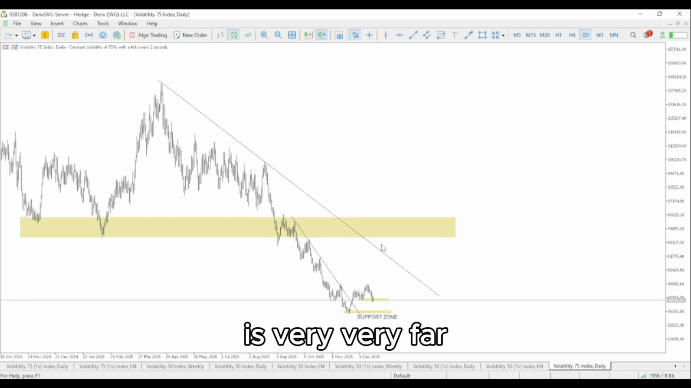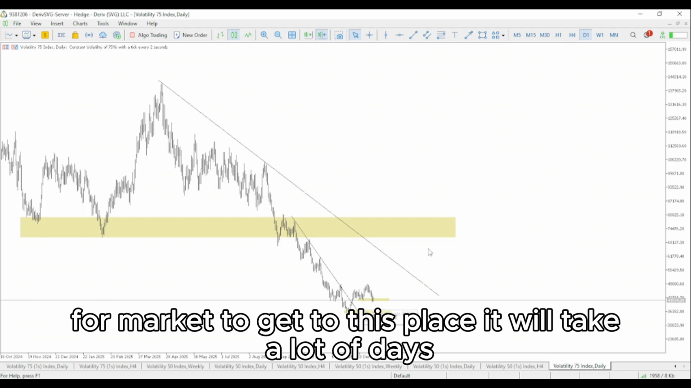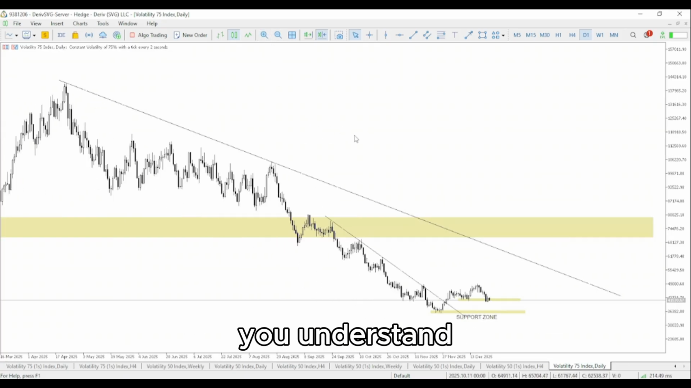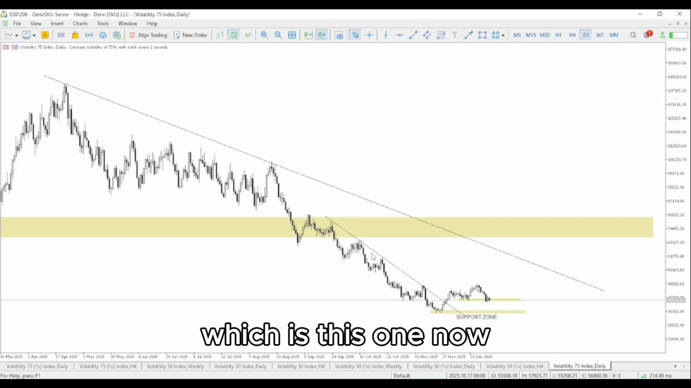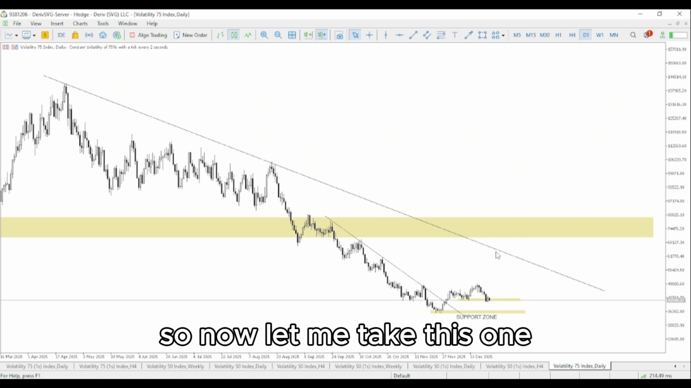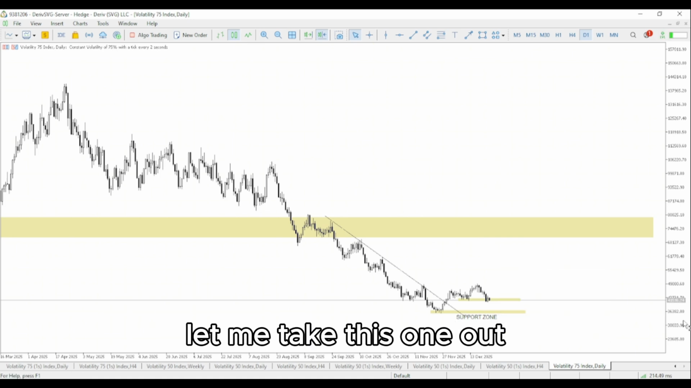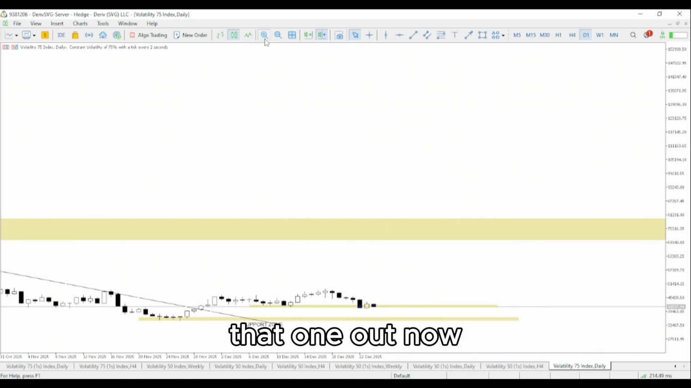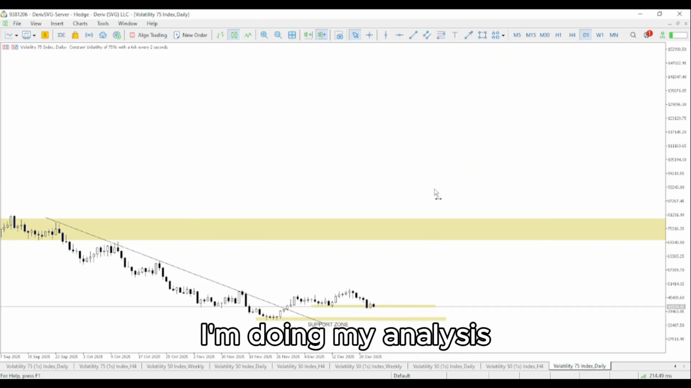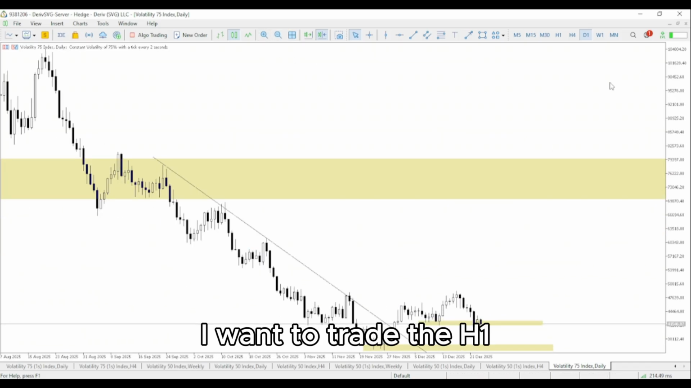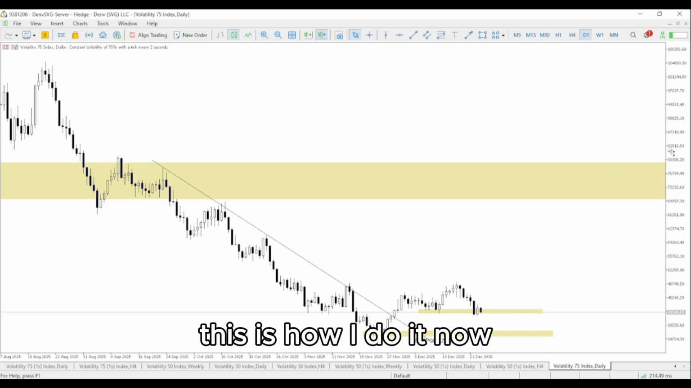But you see, the market is very far from this place. It's a very long distance. For the market to get to this place, it will take a lot of days, even up to weeks. You understand? It will take a week plus to get to that level. So now we have to look from the nearest trend line, which is this one. Let me take that one out. So now this is the trend line we have to focus on, since I'm doing my analysis to trade the H1 chart.